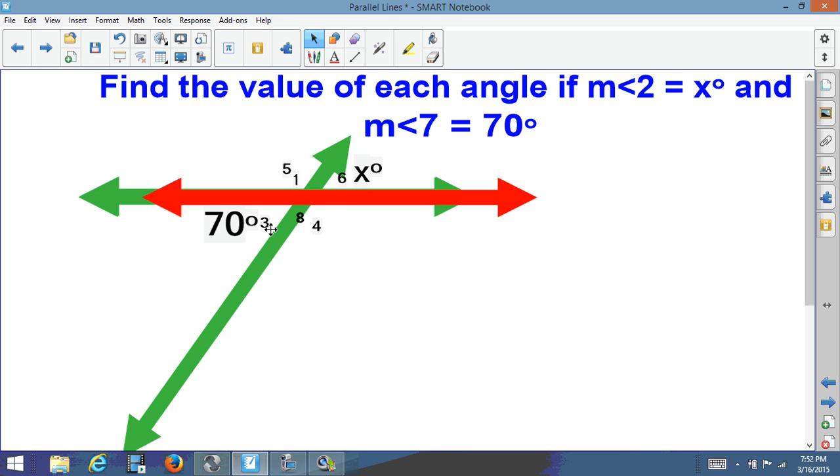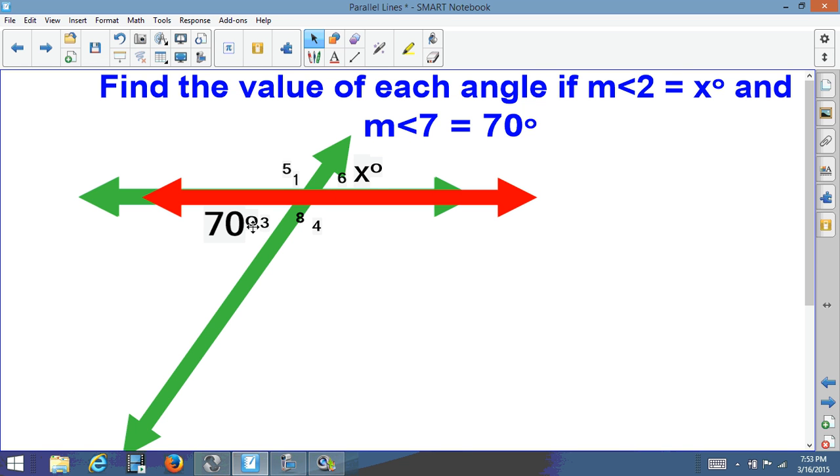So since those angles correspond to each other, I can now go back to what I know about corresponding angles. They're equal to each other, so angle 1 and 5 are equal, 3 and 70 degrees are equal, and 8 and 4 are equal, and so are 6 and x degrees.